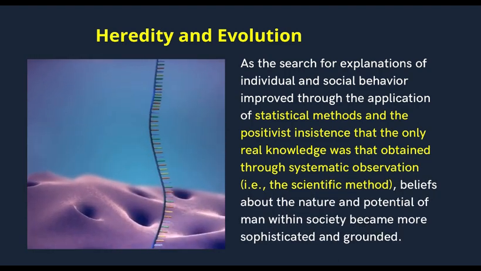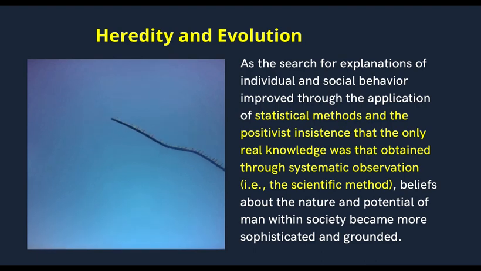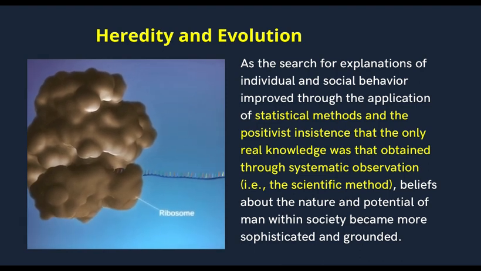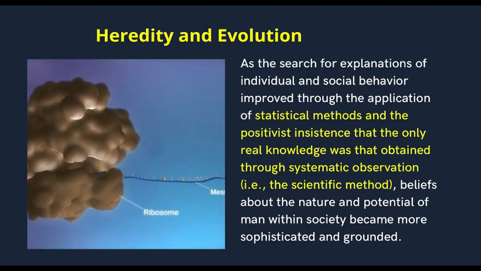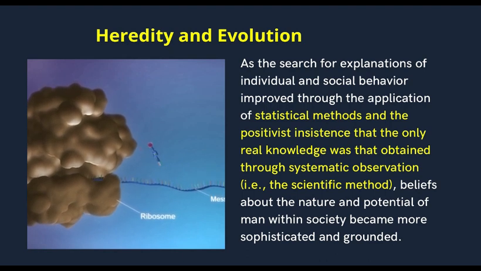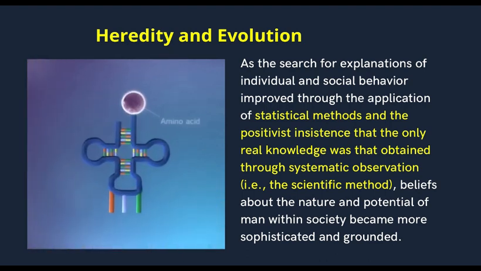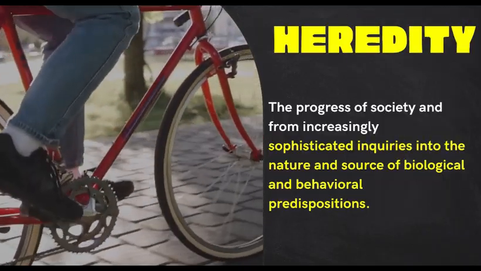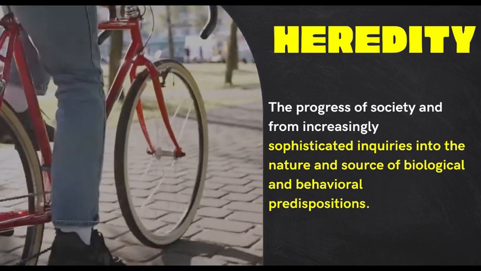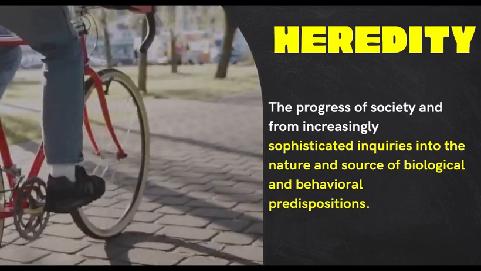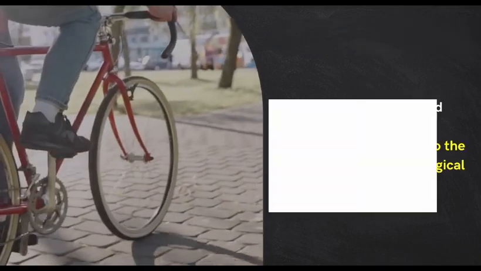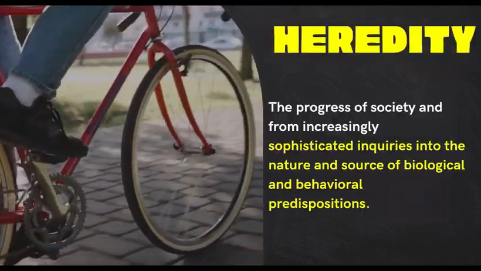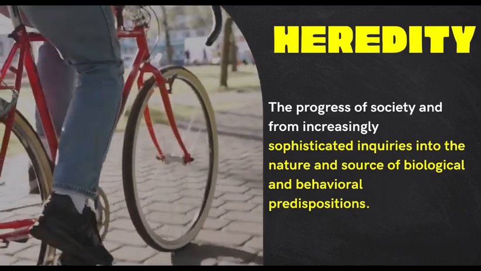Heredity and evolution. As the search for explanations of individual and social behavior improved through the application of statistical methods and the positivist insistence that the only real knowledge was that obtained through systematic observation, that is, the scientific method, beliefs about the nature and potential of man within society became more sophisticated and grounded. Although Lamarck had earlier discussed the passage of certain acquired traits from generation to generation, soft inheritance, theorists in the mid-1800s benefited from Malthus's propositions about the progress of society and from increasingly sophisticated inquiries into the nature and source of biological and behavioral predispositions.